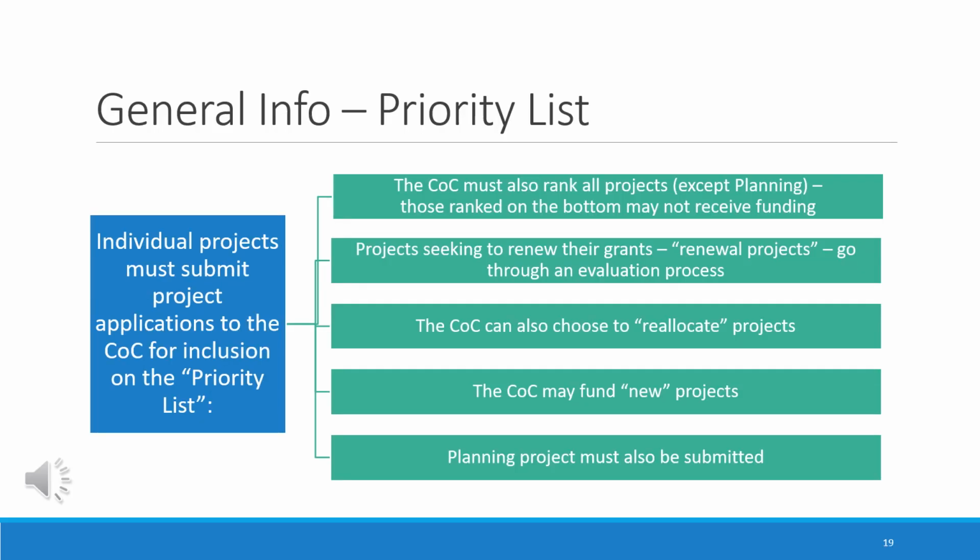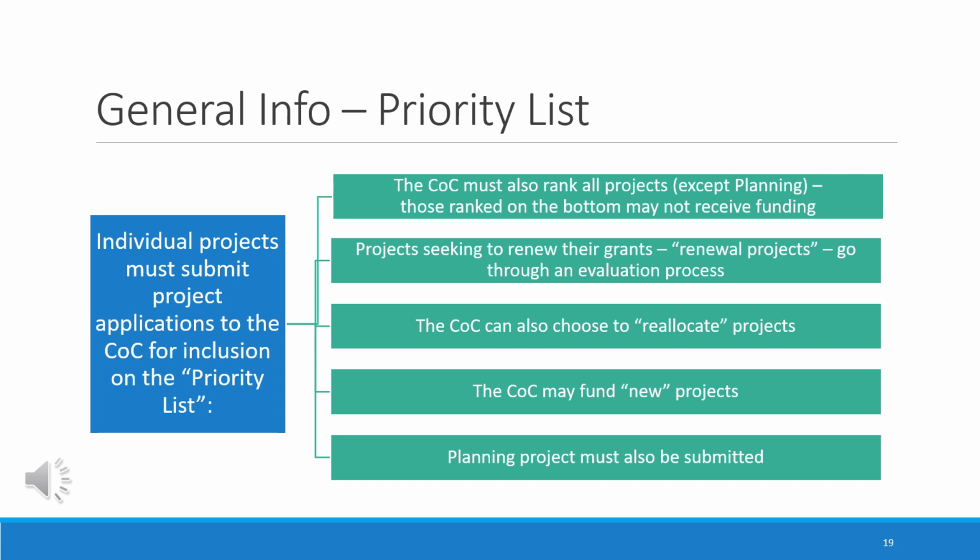Let's turn our attention to the other part of the consolidated application, the priority list. The priority list includes all project applications that the CoC has selected for HUD to consider for CoC program funding. Agencies with individual projects selected by the CoC must submit their own project applications to the CoC for inclusion on the priority list. The CoC NOFO requires that the CoC rank all projects except the planning project. Those ranked on the bottom may not receive funding.